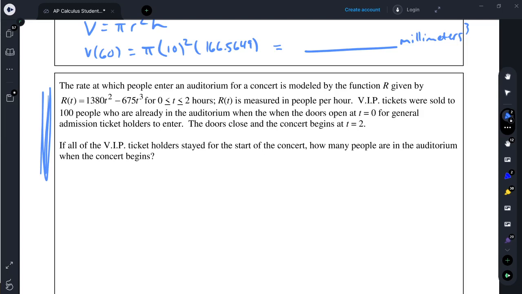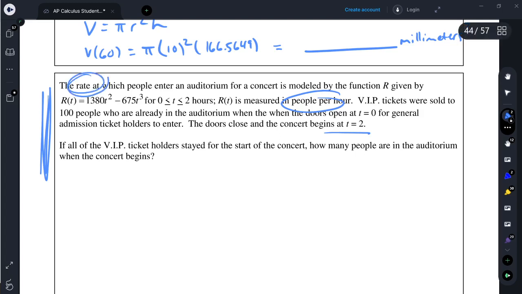So we have R of t. We're given an equation, and they say R of t is measured in people per hour. VIP tickets were sold to 100 people who already are in the auditorium at time 0. And the doors close and the concert begins at time 2. So if all of the VIP ticket holders are staying, how many people are there when it begins? So R of t is the rate. Sometimes it's not R prime, but it kind of is a derivative. R of t is a rate.